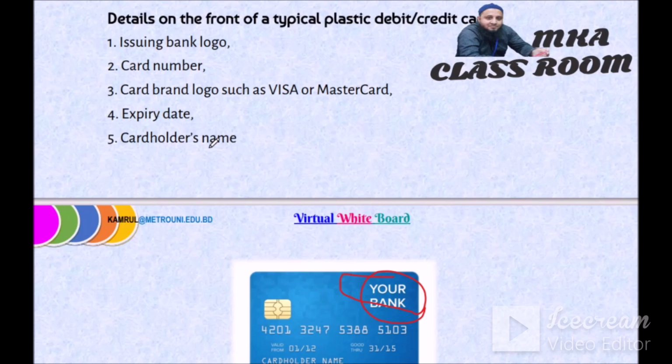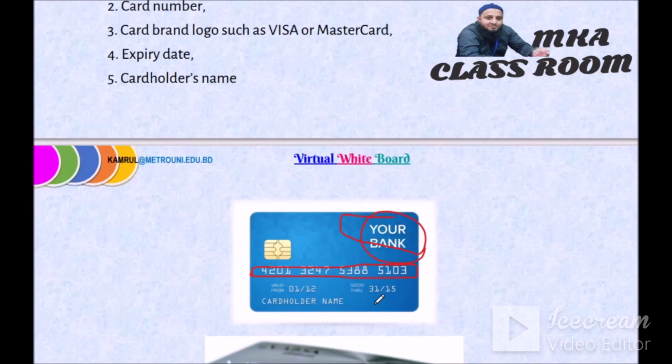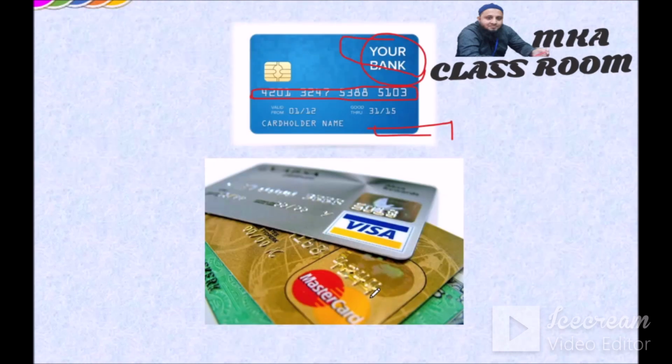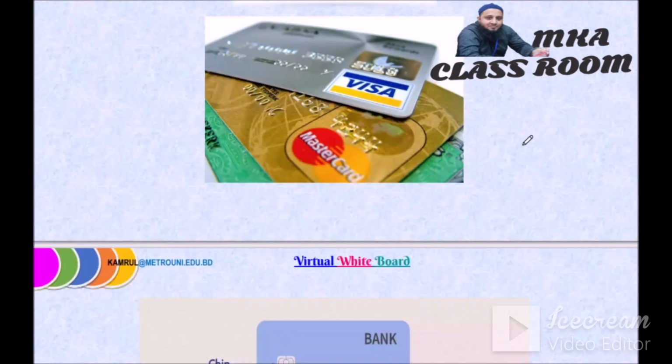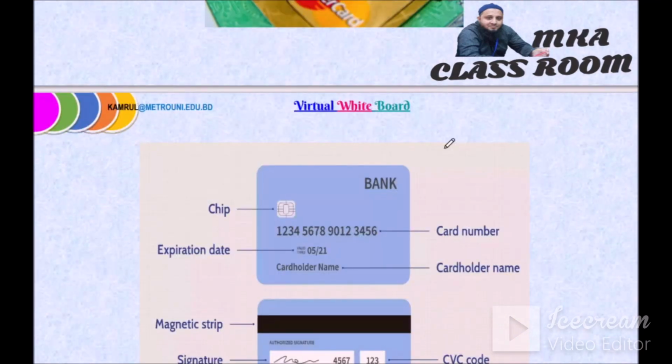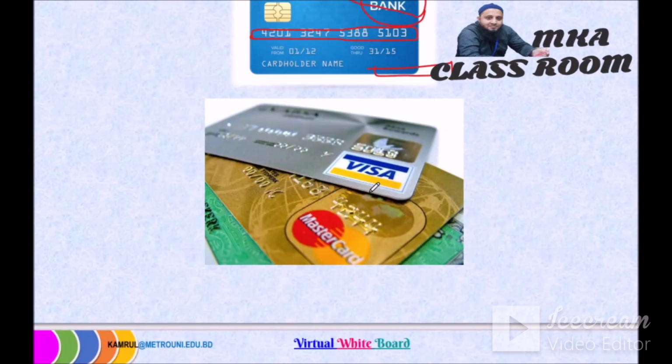Number 3, the card brand logo, such as Visa or MasterCard. We will see later. Here are the examples. It has the expiry date and cardholder's name. That is the front of a debit card. So here is an example of a debit card or credit card. This is the Visa or MasterCard, the system that we use for this payment system. That is the gateway.